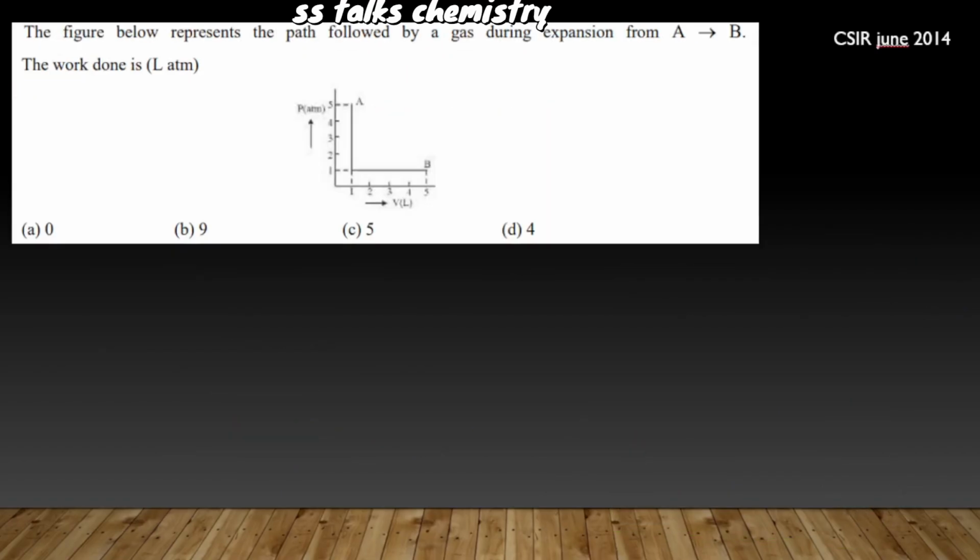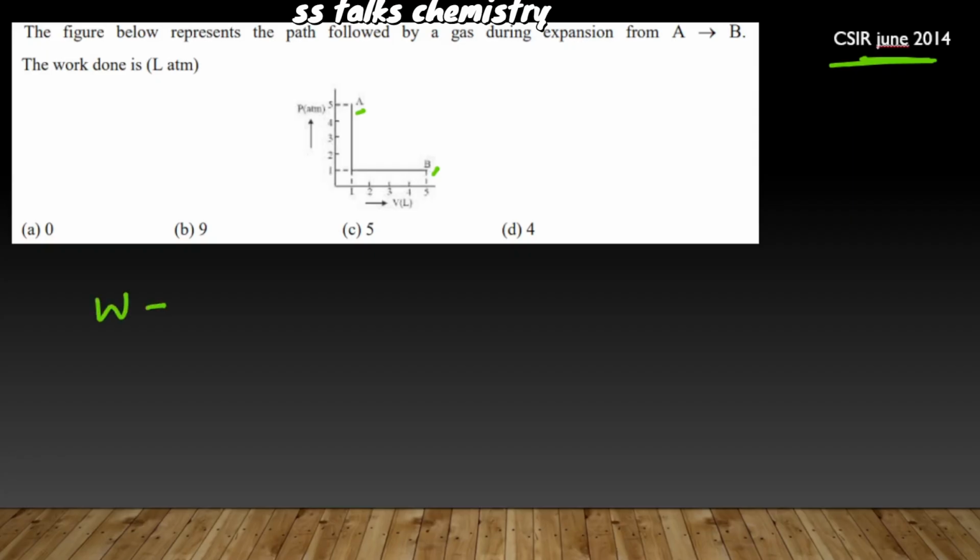Now the next question you are having. So now begin the questions from the June exam conducted in the year 2014. Till 2013 we are done up to that. Now the question says: the figure given below represents the path followed by a gas during expansion from A to B. So from point A you are going to point B. So what is the work done in this? So a PV plot has been given to us.